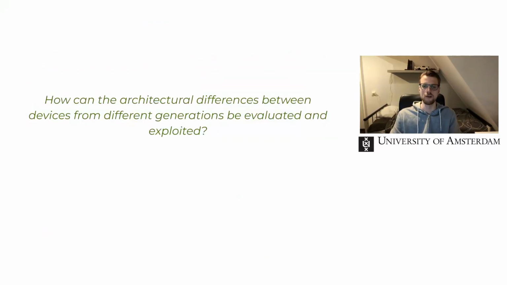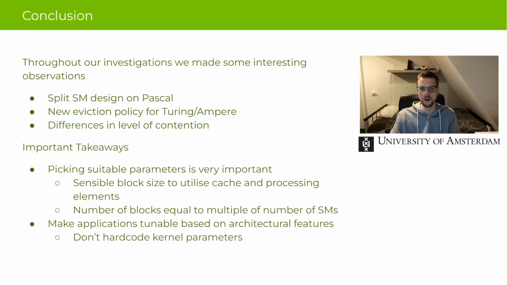So bringing us back to our main research question: how can the architectural differences between devices from different generations be evaluated and exploited? We made some interesting observations, for instance the split SM design on Pascal and the new eviction policy on Turing and Ampere. We showed differences in level of contention, but this also leads us to some important takeaways.